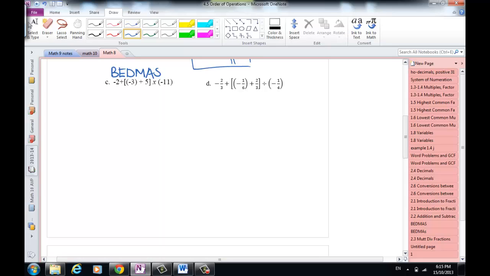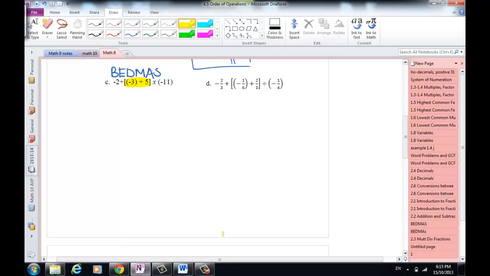It's easy to forget, and that's why I like to write it down right over the question, just so that I can see it and it's right there. Okay, so I'm looking at this question. I have -2 plus big brackets, and then inside I've got -3 plus 5 multiplied by -11. So BEDMAS, I get to my B first, so I have to go inside the brackets.